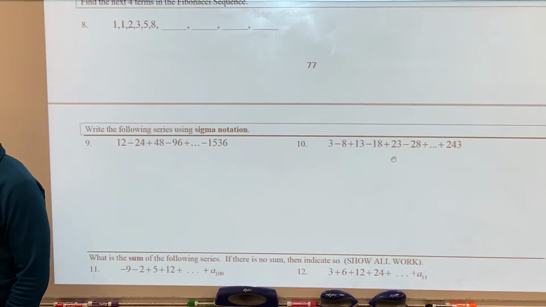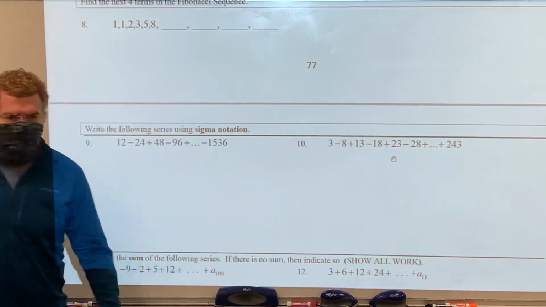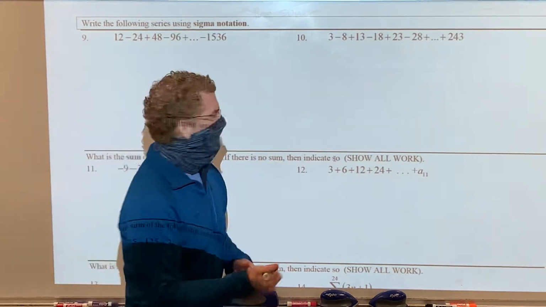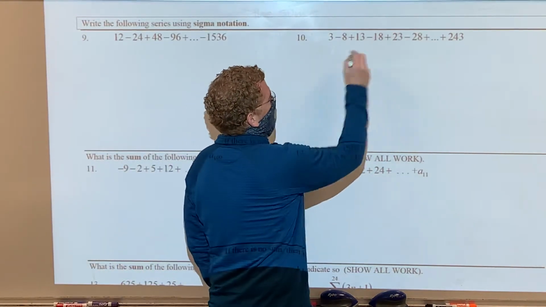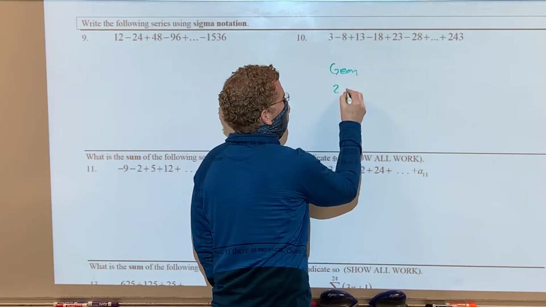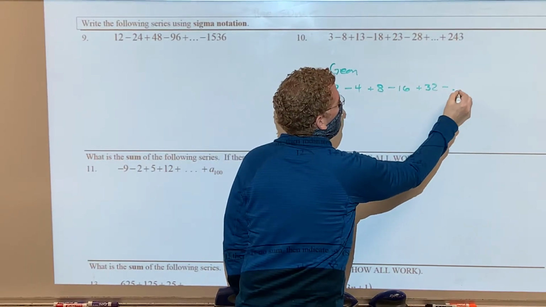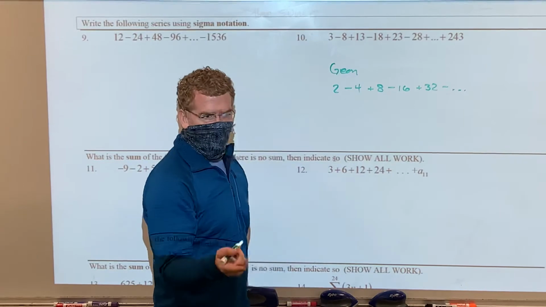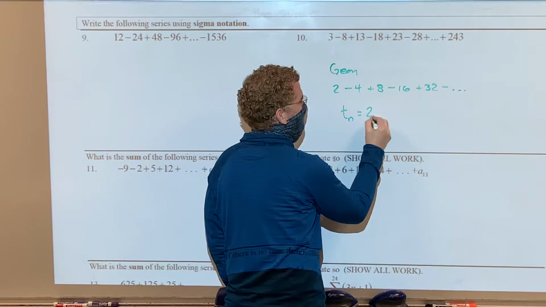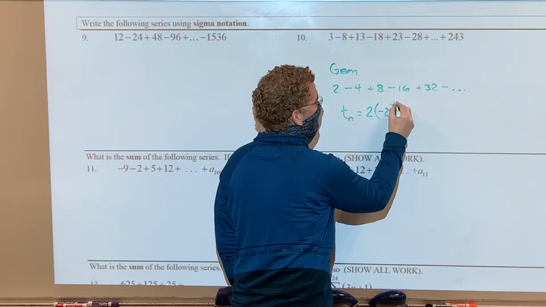Okay, so it says, write the series using sigma notation. Let me ask you a question before I do number 10. I explained this to my Algebra 2 kids just yesterday. They're doing sequences and series also. And I said, what if you had, ignore this for 1 second, what if you had a geometric, which this is not, but what if you had a geometric that was this? Right? And I said, give me a formula. Wouldn't you say that the formula for this geometric is the first term times the ratio which is negative 2, to the n minus 1th power?